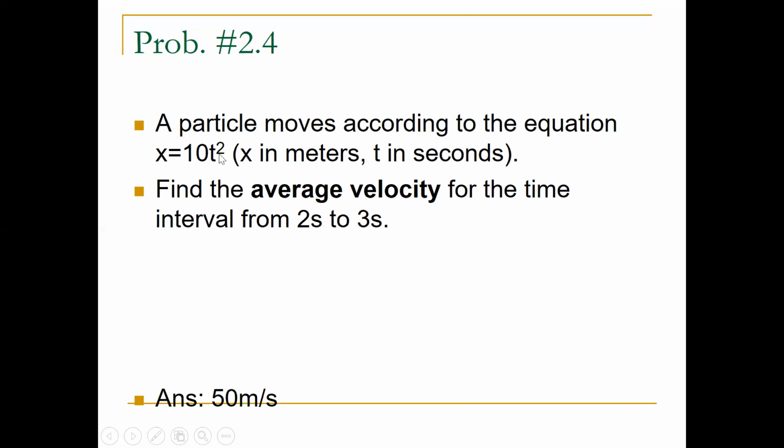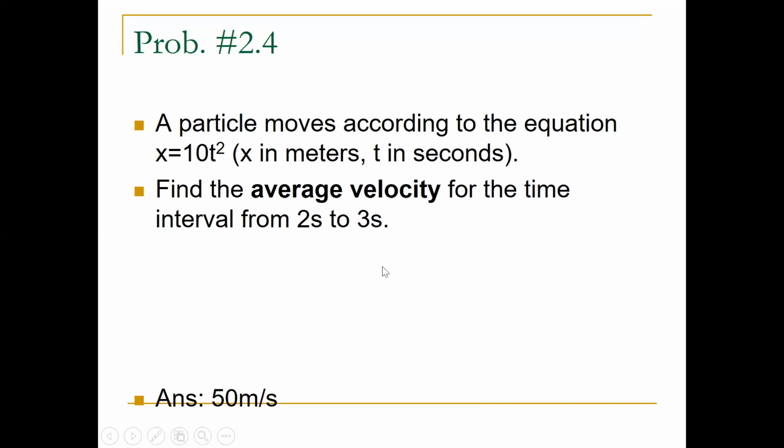is going to yield a 4 here, because 2 squared is 4, times 10 is 40. So our initial position is 40 meters. Our second or final position is going to be 3 squared times 10, which is 9 times 10, which is 90. And so we're going to have ended up at a position of 90 meters. So with a final position of 90 meters and an initial position of 40 meters, we'll find that the change in position, or the delta x, our displacement, was 50 meters.